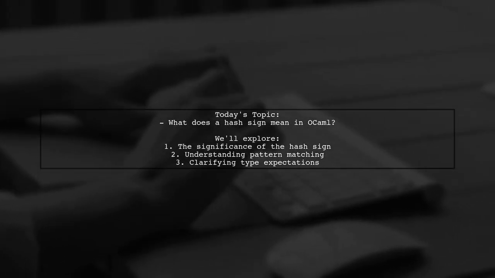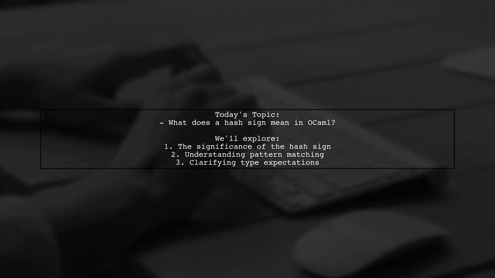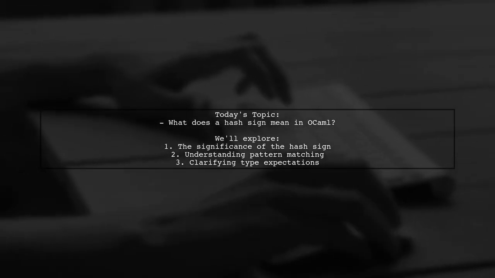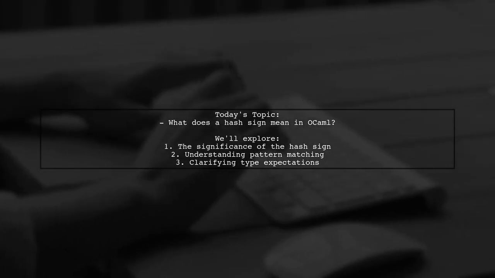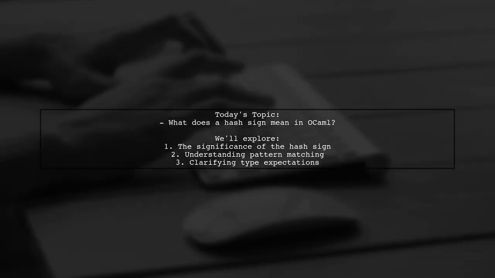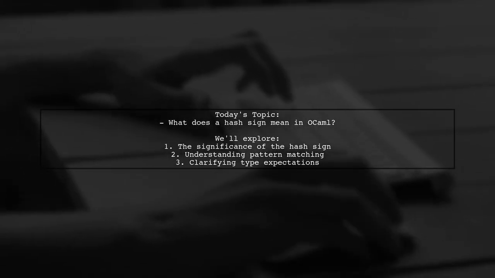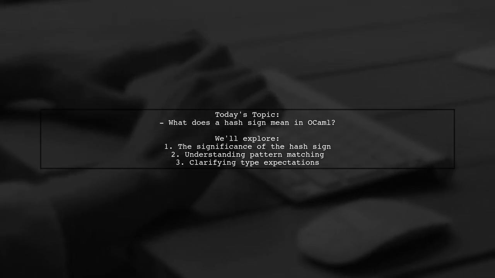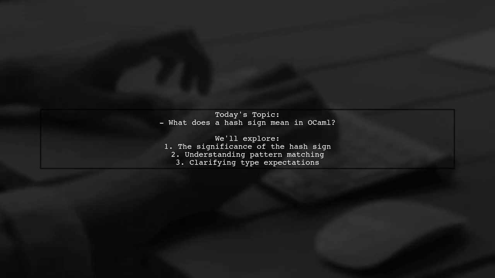Today, we're tackling an intriguing question that many developers encounter. Our viewer is curious about a specific syntax in OCaml. What does it mean when an OCaml variable starts with a hash sign? They came across this in a pattern match where they saw the code snippet, call name equals bundle source. Let's break this down and uncover the meaning behind the hash sign in OCaml.